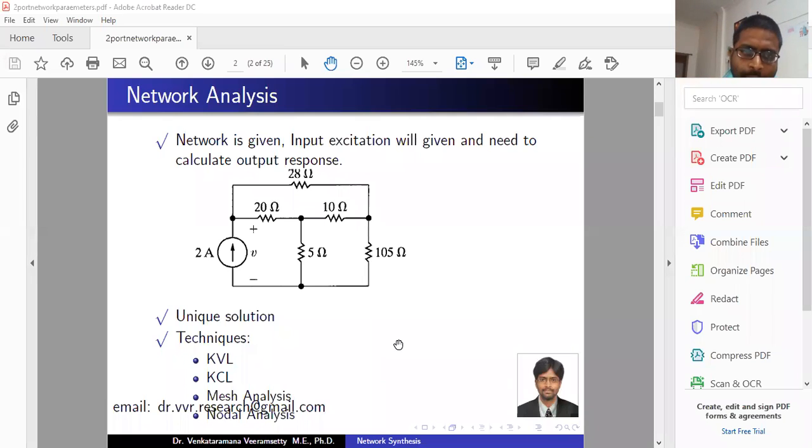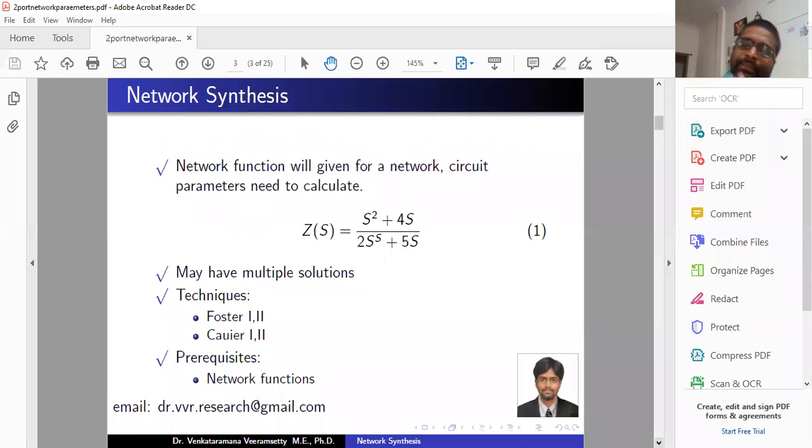Now we are moving to network synthesis. In network synthesis, we have a function. We don't know the circuit. What we are doing in network synthesis is we have a function that represents the circuit. I don't know what the elements inside the circuit are. The only information I have is some function related to a particular circuit.